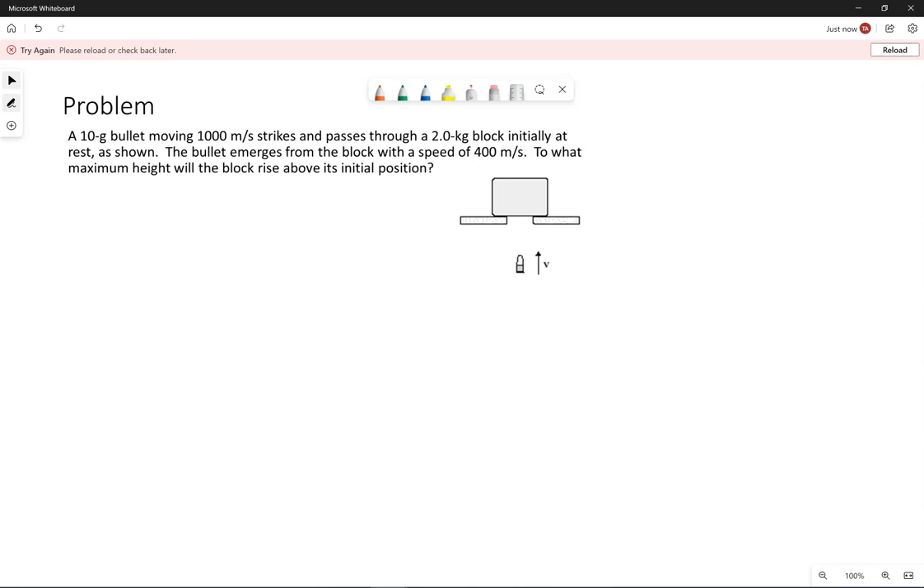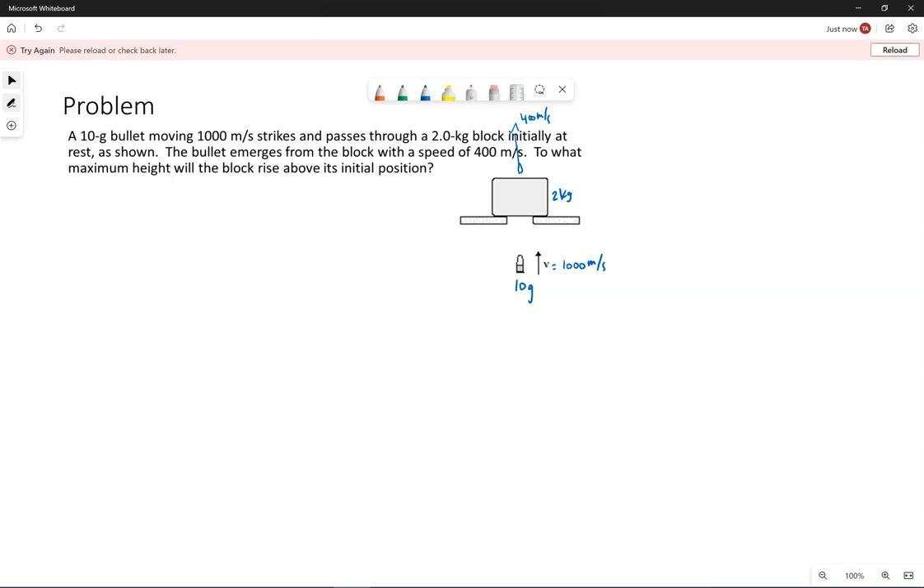All right, so we have a problem here. We have a bullet. It tells us it is 10 grams. It's initially moving at 1,000 meters per second. It strikes and passes through this 2 kilogram block initially at rest. So the bullet comes through traveling 400 meters per second. And we are asked about the maximum height the block will rise to.